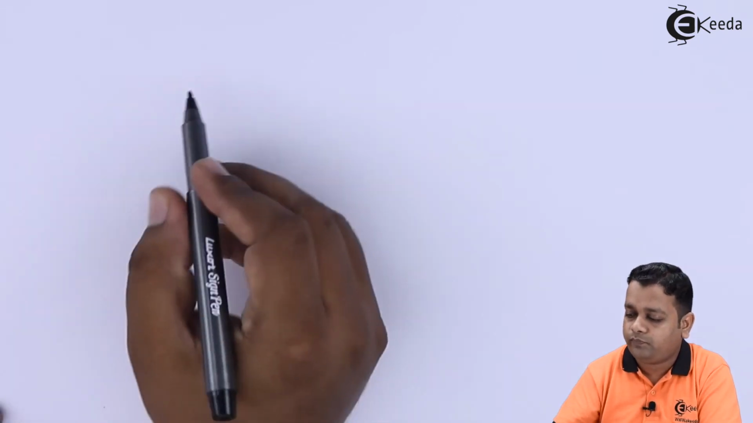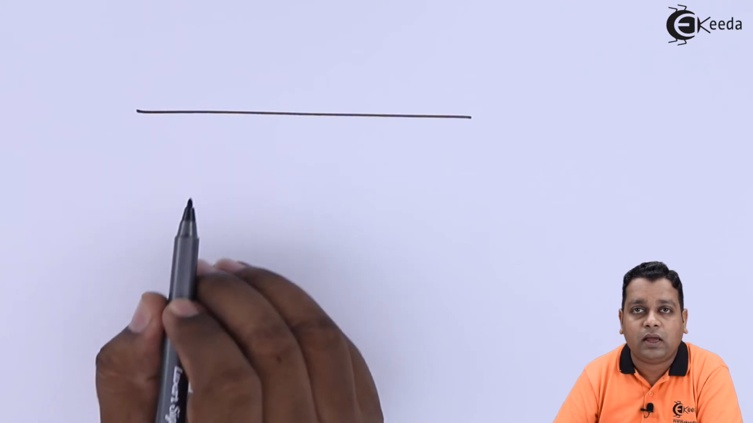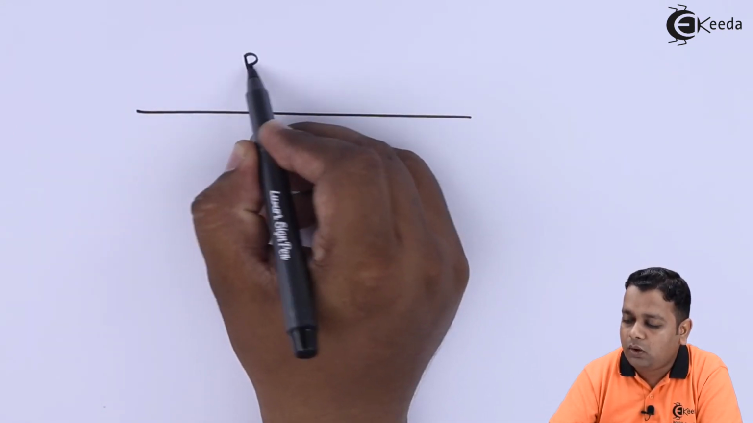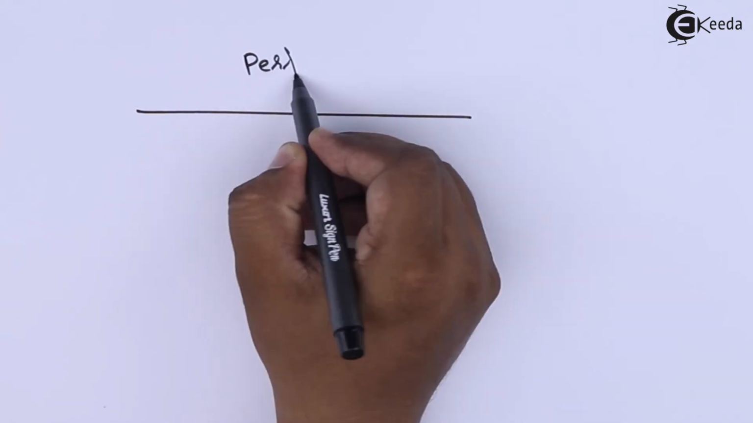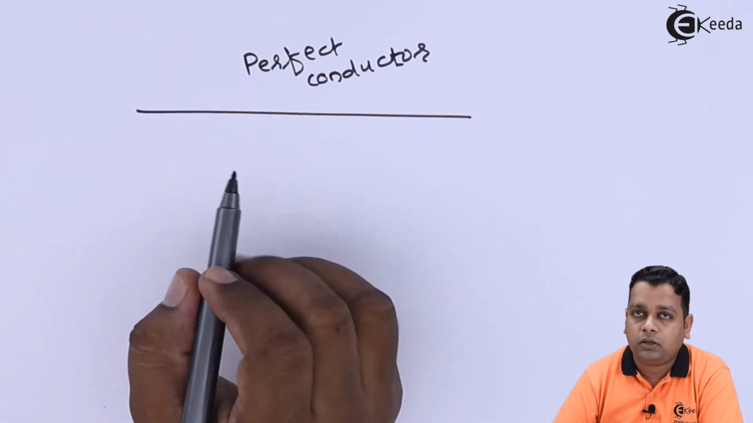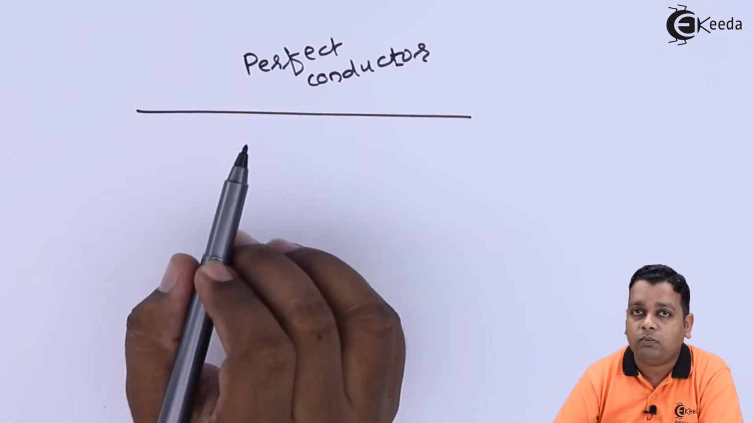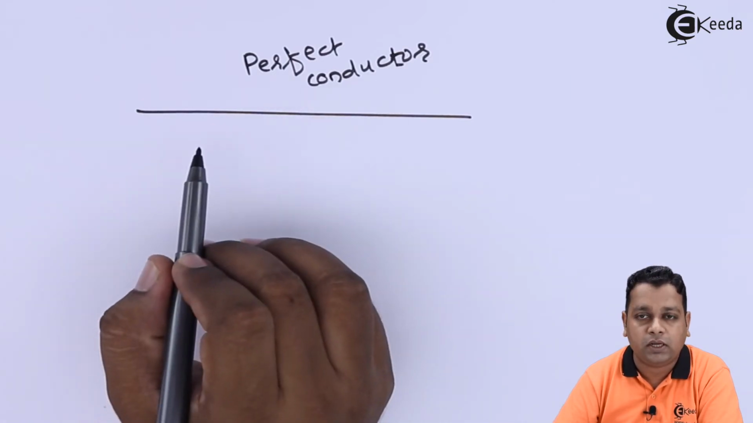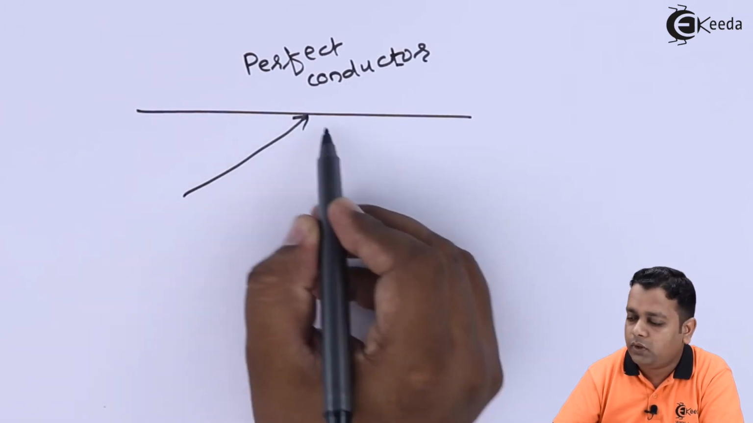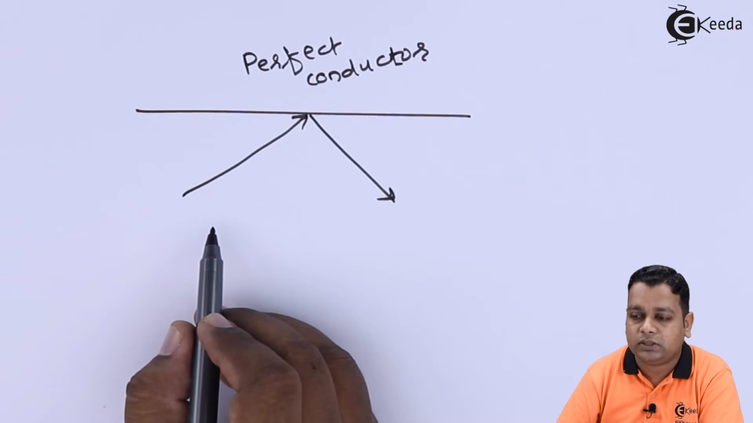So here we have this line acting as a boundary, and on this side we have a perfect conductor. For a perfect conductor there won't be any possibility of having microwave inside this particular medium. So whatever the microwave incident here will be reflected back. So this is actually the case of oblique incidence.